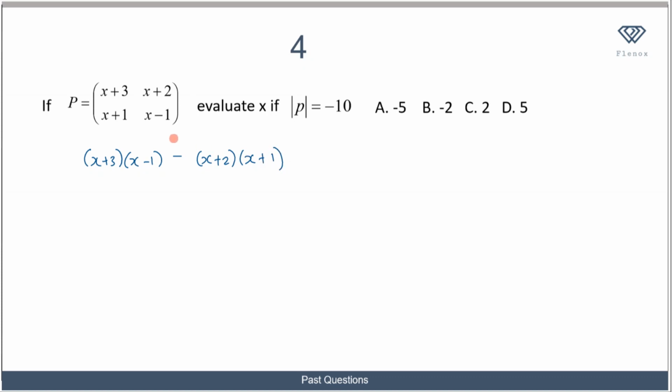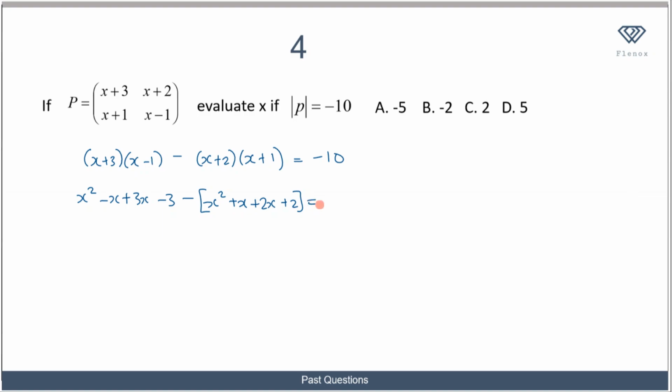And we are told that the determinant, this product, is equal to minus 10. So x times x gives me x squared. x times minus 1 gives me minus x. 3 times x gives me 3x. And 3 times minus 1 gives me minus 3. Then minus x times x gives me x squared. x times plus 1 gives me plus x. 2 times x gives me plus 2x. And 2 times 1 gives me 2.